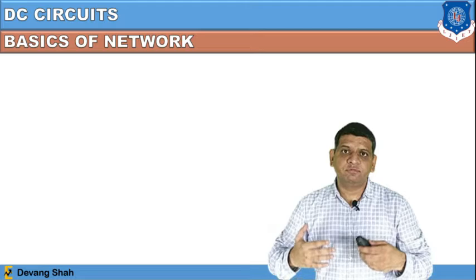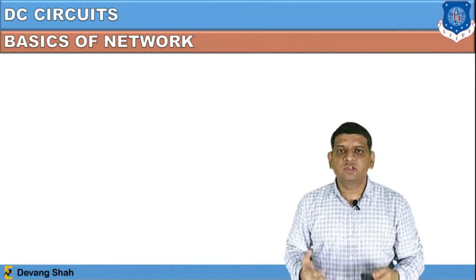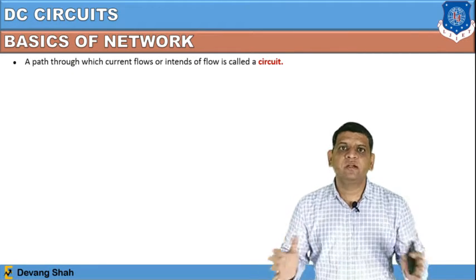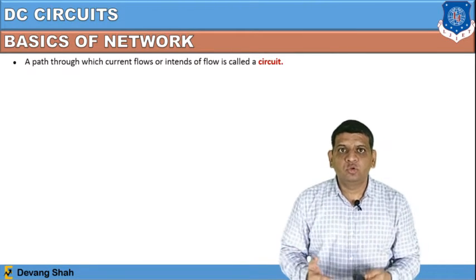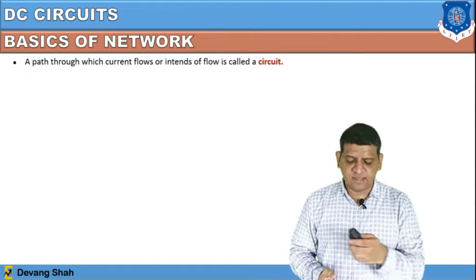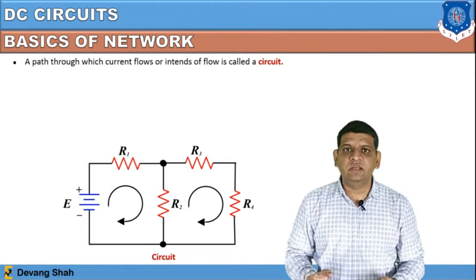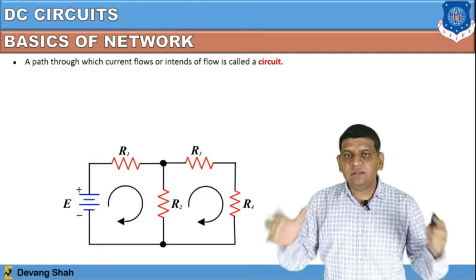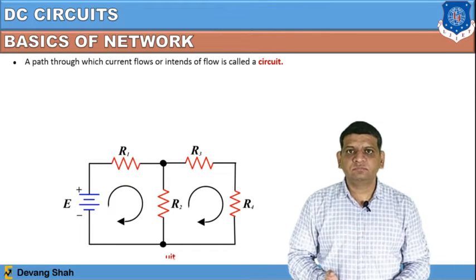First, we go for the basics of a network, and we have to learn some important parameters. Let's talk about the first parameter. The basic part is called a circuit. A path through which current flows, or intends to flow, is defined as a circuit. You can see here there are four resistors connected with one voltage source. We consider this complete design as a circuit, where current must flow through a closed path.